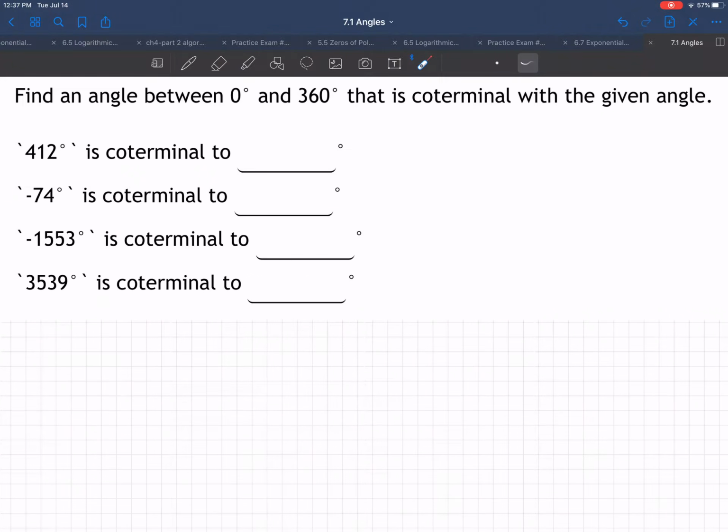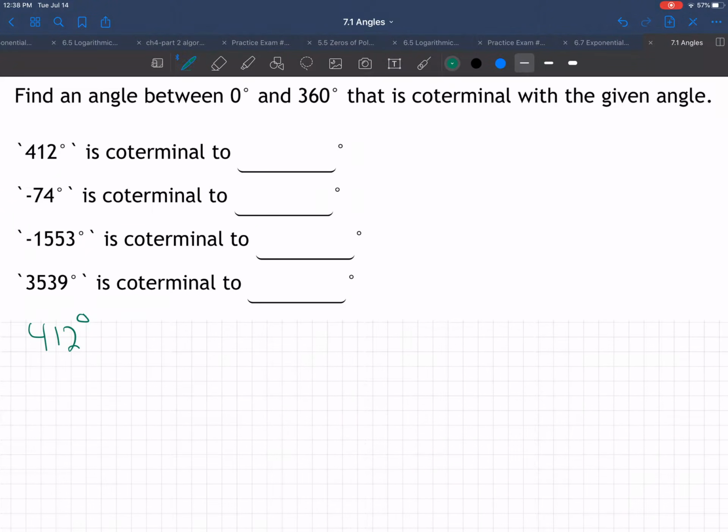In this example, we are finding angles that are coterminal. Now, what in the world does that mean? Let me show you. Let's start with the 412 down here. 412 degrees is coterminal to, well, I don't need to write the question again.